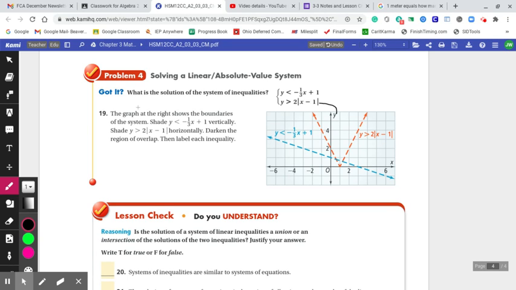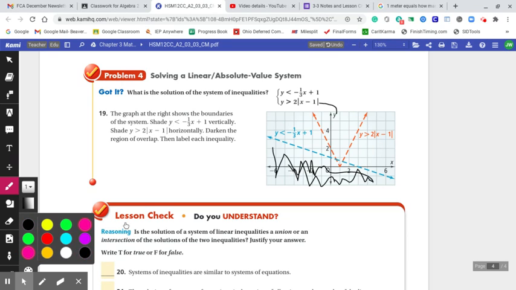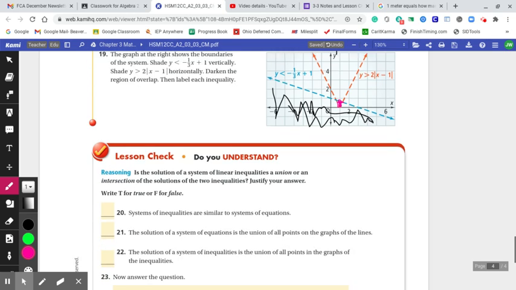So the graph at the right shows the boundaries of the system. Shade in Y is less than, so you can shade in here. And I don't know how to do the bucket system with these things in my left here yet. So I'm just going to do a quick little shade. There's my shading down below, right? And then the other one is shaded right here. So actually the only thing we need to worry about shading, and I'll do it in pink, is what they have in common, which is right here, which is crazy. The only thing they have in common is this little V guy right here. And so that is a linear and absolute value system.